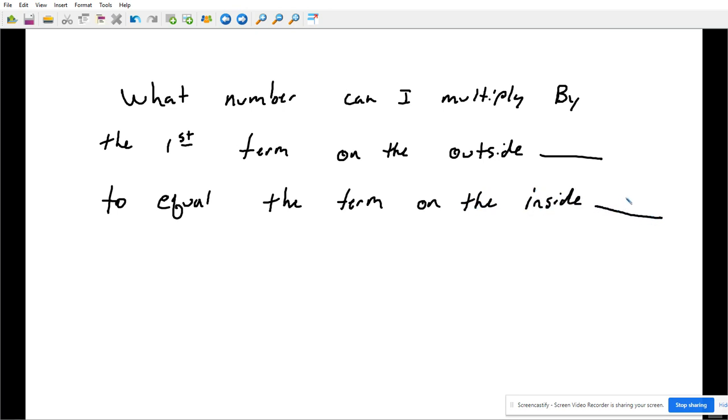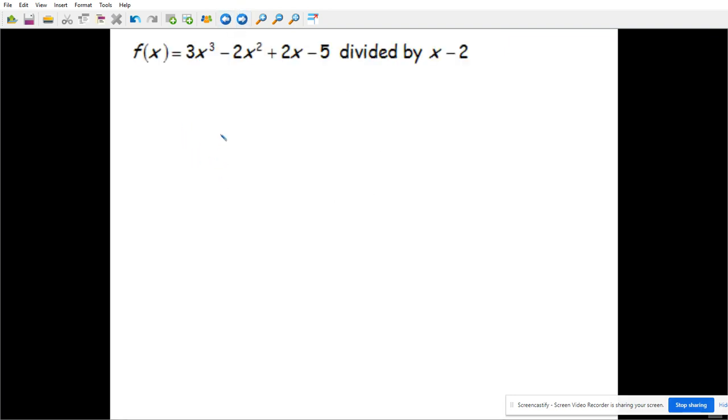This is going to change throughout the problem. So let's look at this next problem. I'm going to set it up. I want to take 3x cubed minus 2x squared plus 2x minus 5 and divide that by x minus 2. So I've got an x minus 2 on the outside. I want to divide that into 3x cubed minus 2x squared plus 2x minus 5.